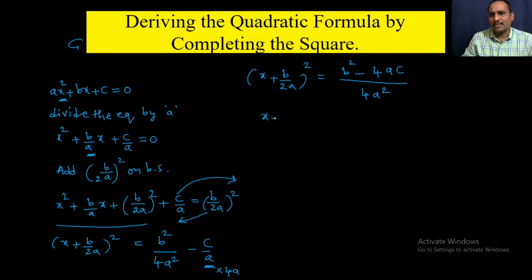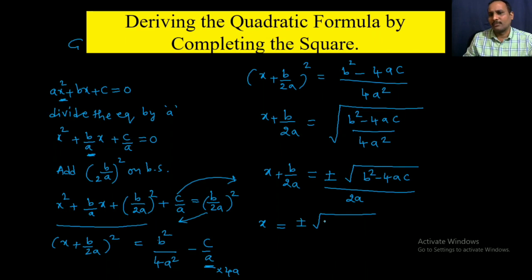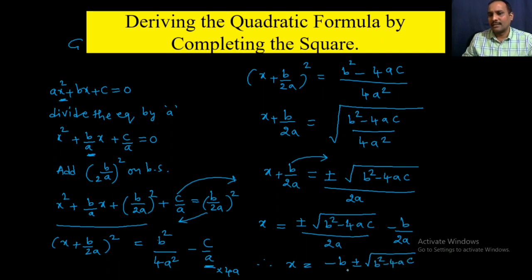Here x plus b by 2a, here we have square, so x plus b by 2a will become under root b square minus 4ac by 4a square. So x plus b by 2a is equal to, when you remove the square root, plus or minus under root b square minus 4ac by square root of 4a square, which is 2a. Now x is equal to plus or minus square root of b square minus 4ac by 2a, and this will become minus b by 2a. So finally x is equal to, if you simplify, minus b plus or minus root b square minus 4ac by 2a.